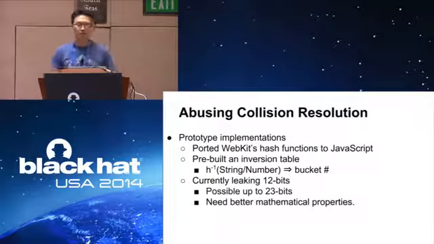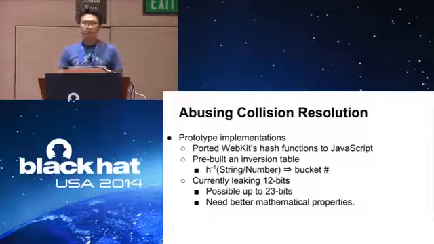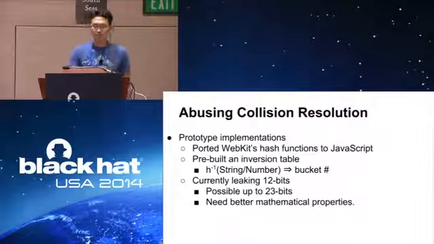We are currently looking at 12 bits, and theoretically it is possible to leak up to 23 bits. Because we don't have nice mathematical properties to find the weak key, if the table size is too big, then we cannot really find the weak key. And sometimes we cannot verify whether it is actually a weak key or not.